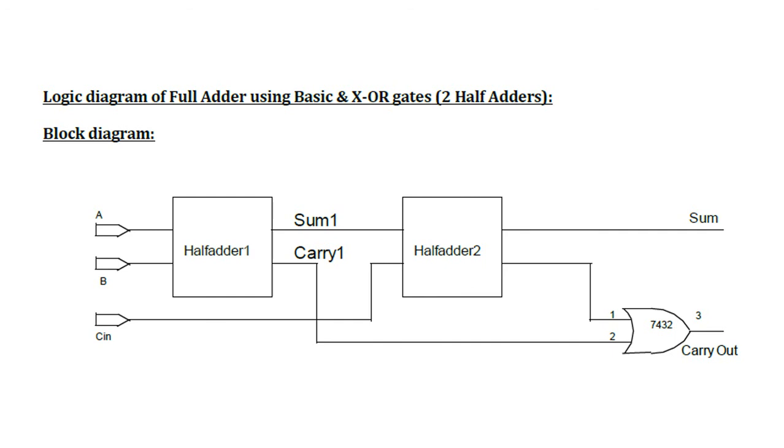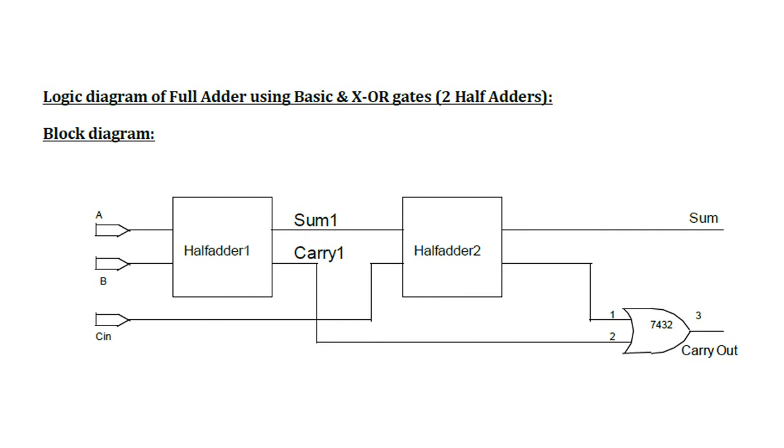Next, the first half adder circuit's sum is connected to the input of the second half adder circuit. The output here will be a sum, and the carry of this second half adder circuit and the carry of the first half adder circuit are connected to an OR gate. One more input, C in, is connected to the input of the second half adder circuit.